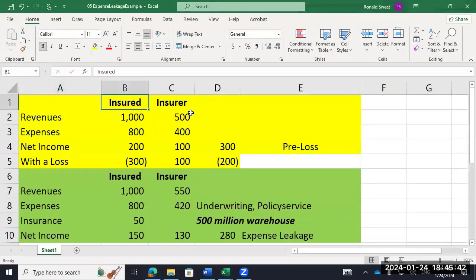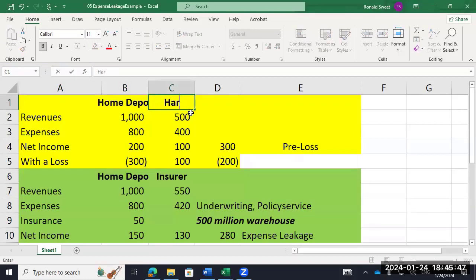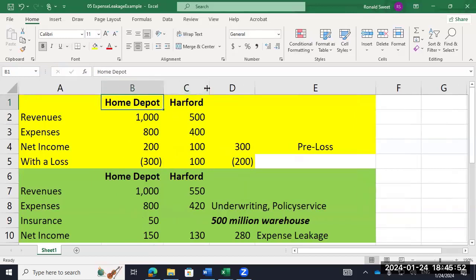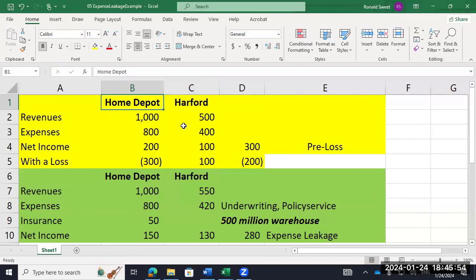So let's say this is Home Depot. And let's say this is Hartford. And let's say you have these 2 stocks in your portfolio. So do you want Home Depot to buy insurance? So let's look at it. Let's say Home Depot has $1 billion in revenue. Hartford has $500 million. Home Depot has $800 million in expenses. Hartford 400. So Home Depot makes $200 million. Hartford makes 100. So in your portfolio, these 2 stocks add $300 million in earnings to your portfolio.